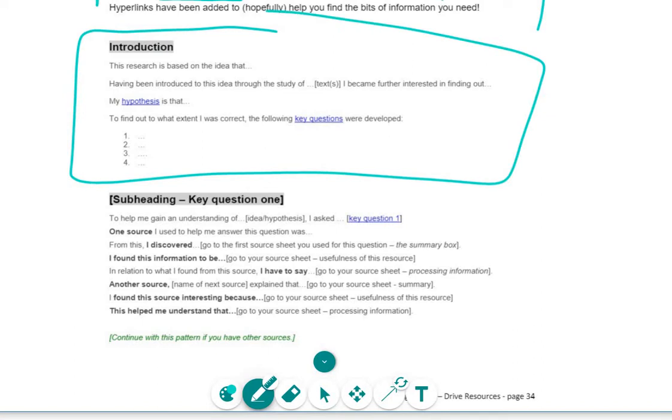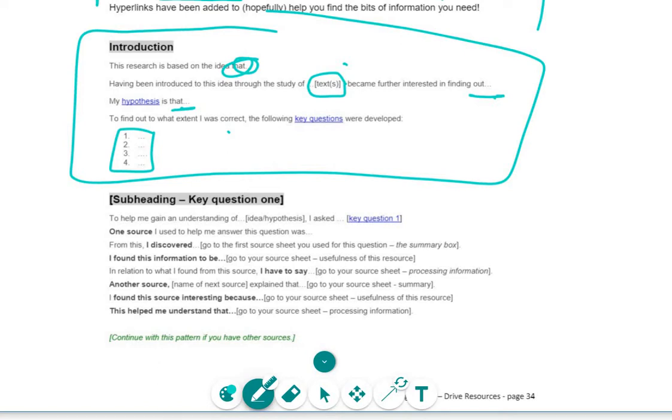So this research is based on the idea that, remember, having been introduced to this idea through the study of, and put your text in there, I became further interested in finding out... My hypothesis is that, again, to find out to what extent I was correct, the following key questions were developed. Again, you might only have 3, and that's fine.